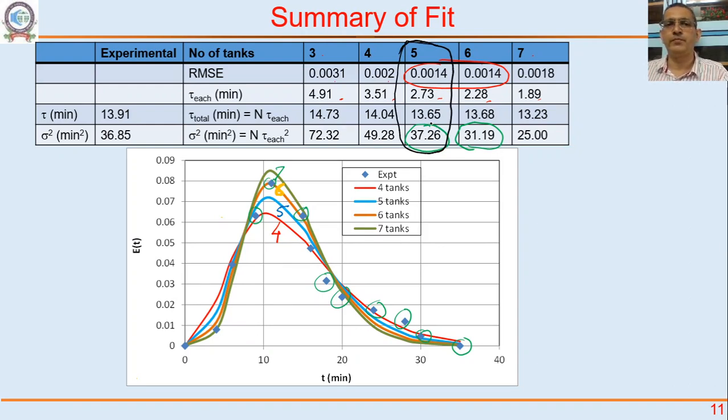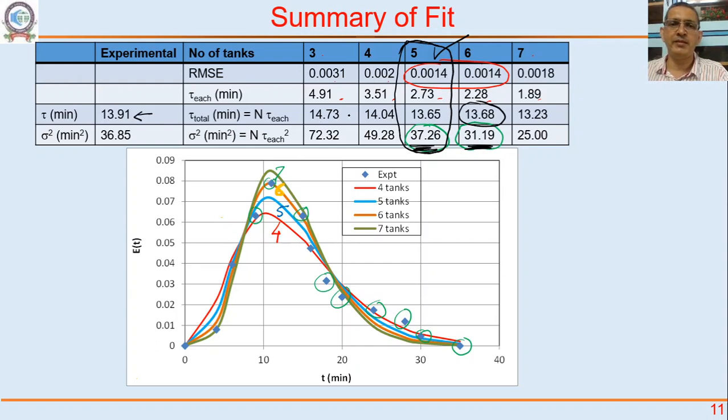minutes. Okay. Although in terms of mean residence time, 13.68 is closer to 13.91. But in terms of dispersion, 37.26 is closer to 36.85 than 31.9. So we are saying that this is a better fit. Spread is better predicted. Residence time practically no difference.